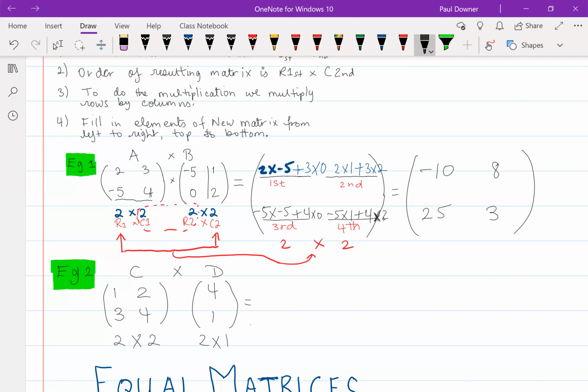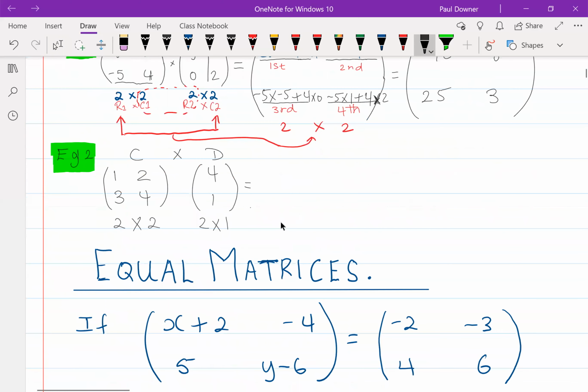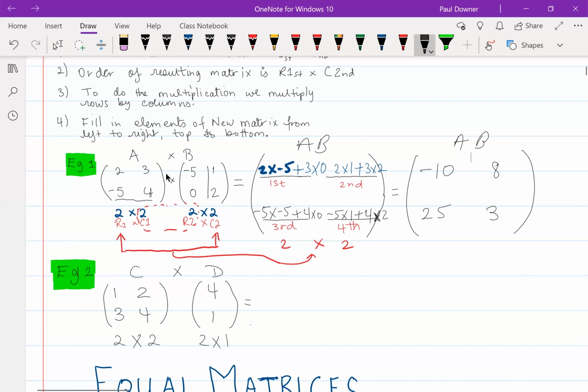So our product, A times B, or AB, if you multiply A by B, you could write it as AB. It's going to be minus 10, 8, 25, 3. So I took my time to give you all the calculations necessary. In example 2, this looks a little different from example 1.